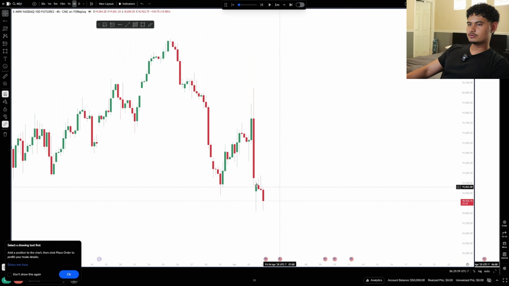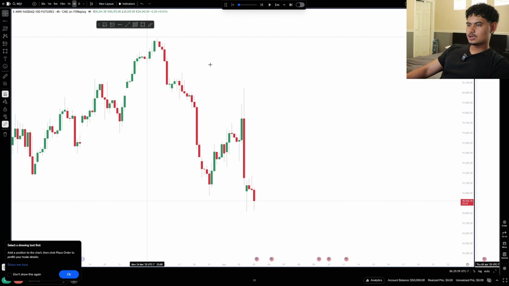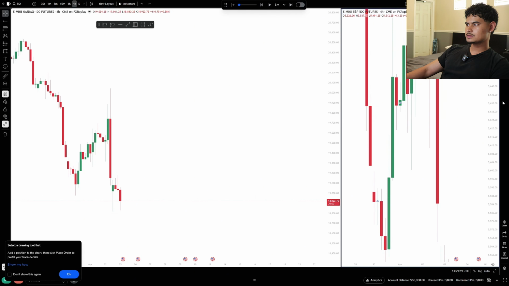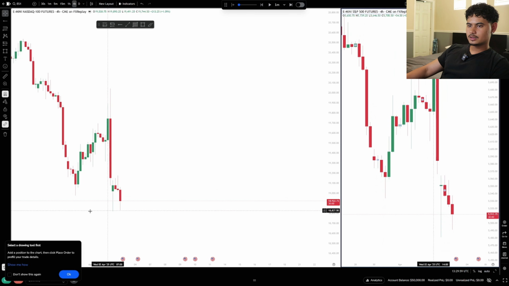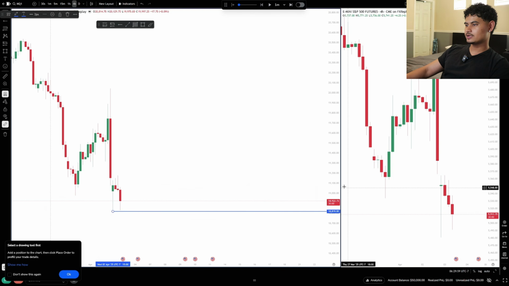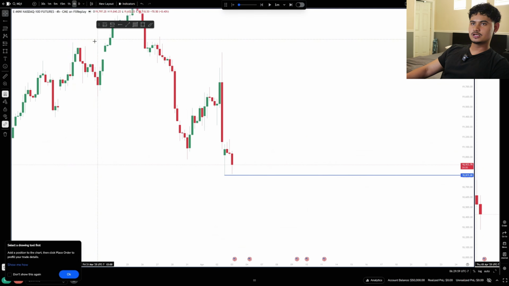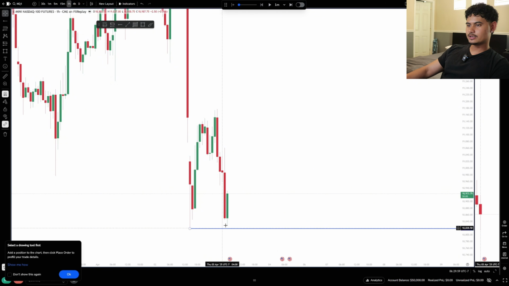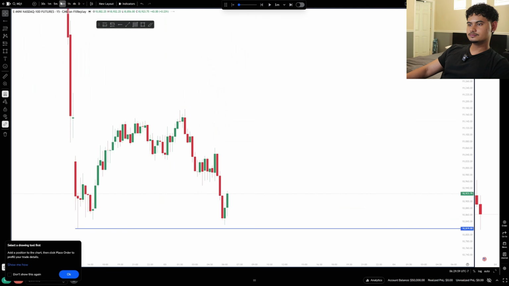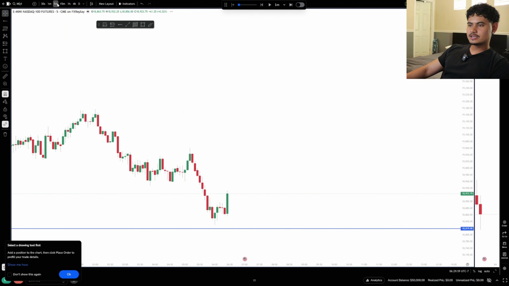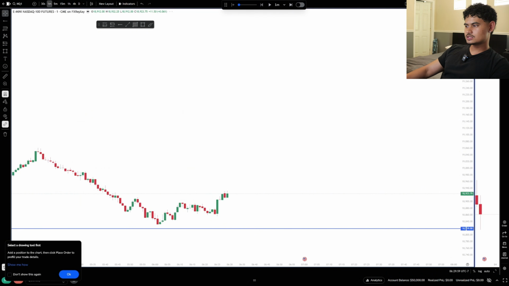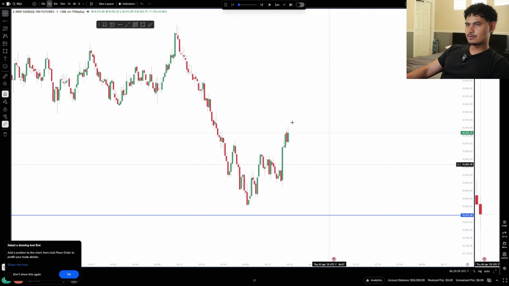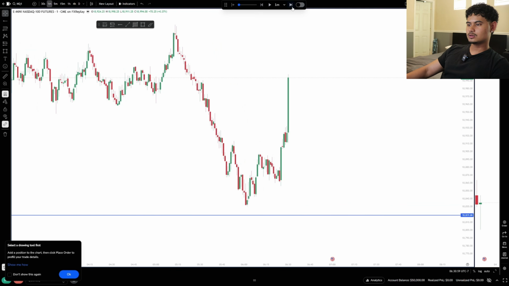Okay, now it looks like we took out that low. Let's see. Okay, we have this low still to take out that ES hasn't taken out yet. So there's no SMT, which is good. So we can definitely target this low right here. I'm expecting price to just flush lower at market open, or not.